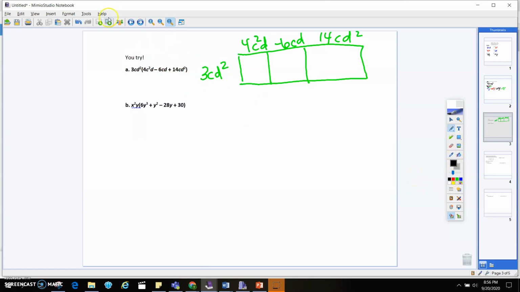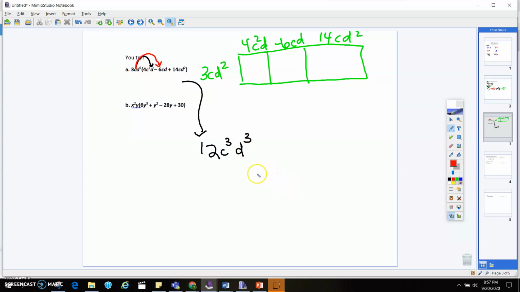All right. So hopefully you got a chance to try it. We're going to take this first and then multiply it by this first term. So 3 times 4 is going to give us 12. And I'm going to write it down here. 12. And then c to the first times c to the second gives us c to the third. d squared times d is going to give us d to the third power. Okay, so now we're going to move on to the next one.